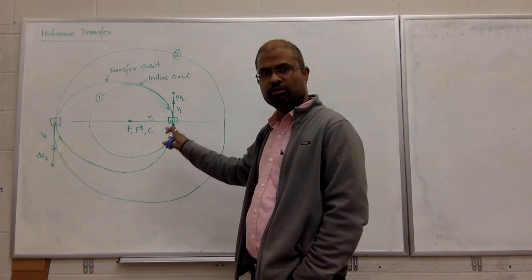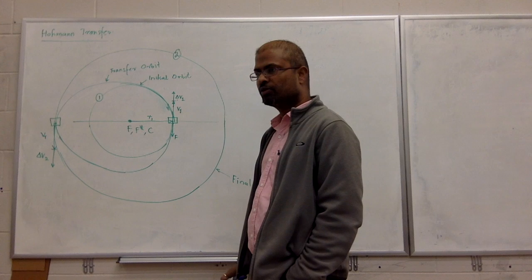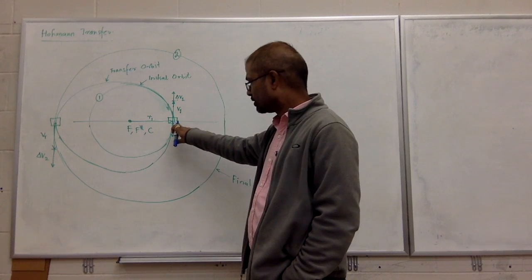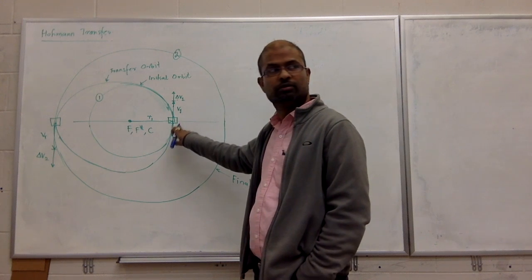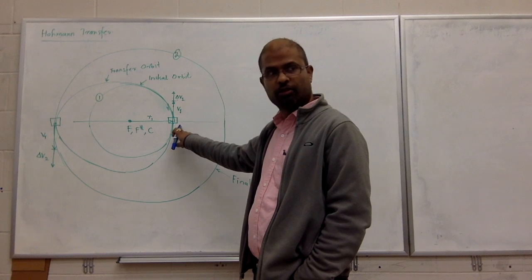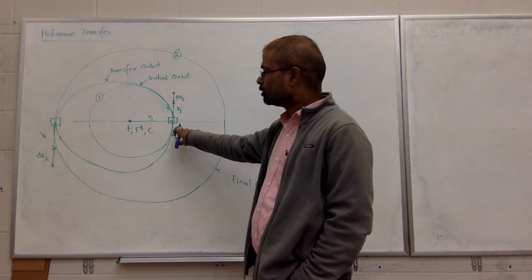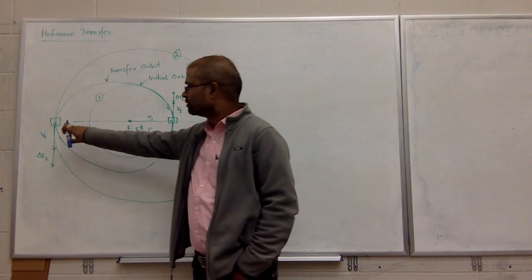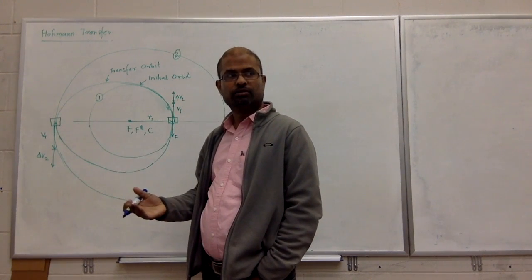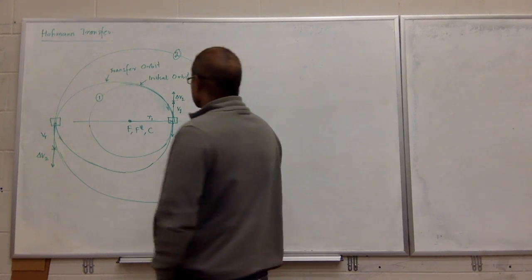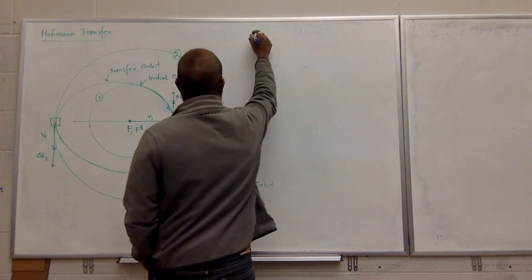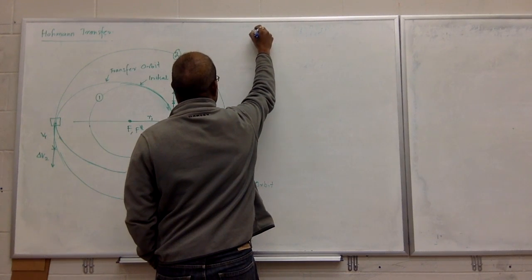How many impulse maneuvers did we do? Two. Do you see that? One impulse maneuver is at the perigee of the initial orbit. Okay. The other impulse maneuver is at the apogee of the transfer orbit. You got it? And once you do that, it gets into the final orbit. So see if these relationships make sense. Okay?